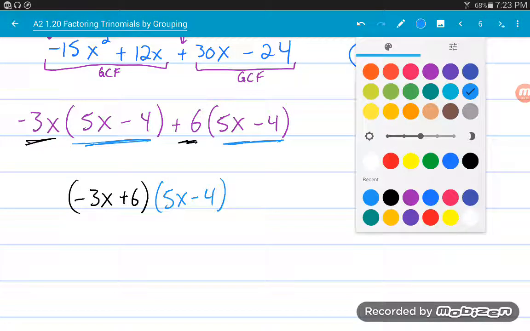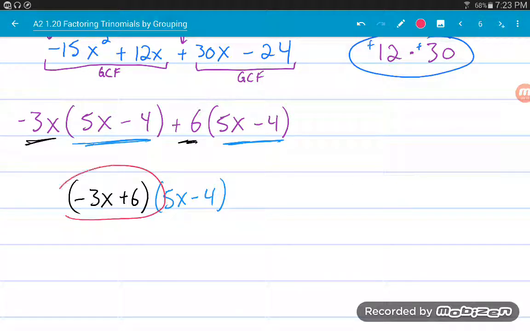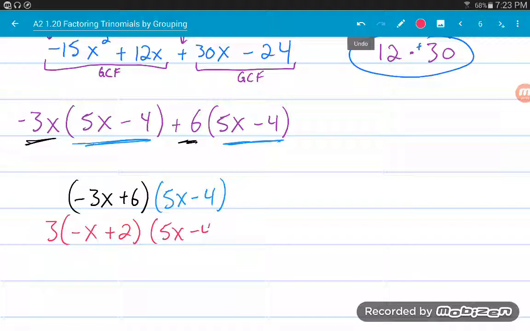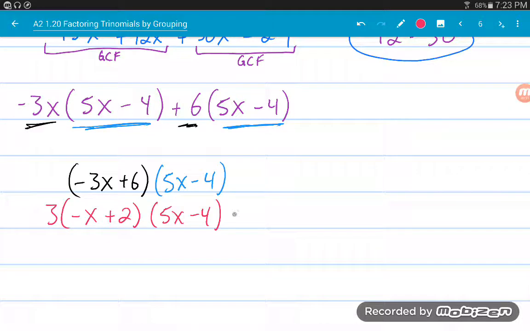And I would love to set it equal to 0, but maybe you noticed by now there's a GCF I need to address. These guys are both divisible by 3. So I should factor out a 3, or even a negative 3, it's up to you. Answer will be the same. Leaving me with negative x plus 2. I'll bring down the 5x minus 4. So this right here is what we call fully factored. That's an F. Fully factored.